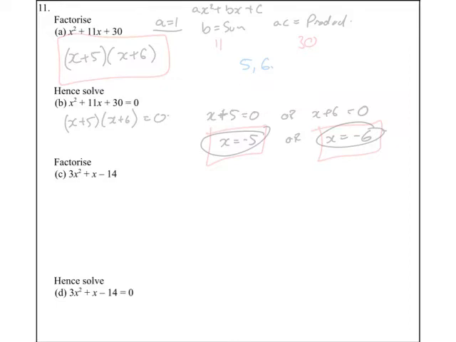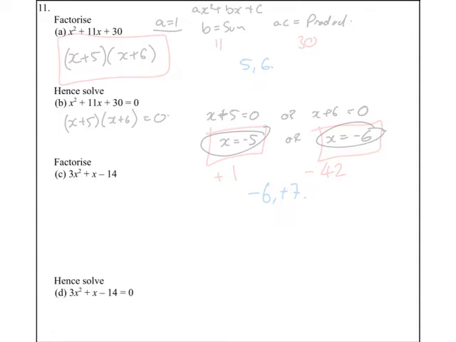For C, we have a slightly more difficult quadratic because A isn't equal to 1. So we have to multiply A and C together first. So our middle value, B, is 1. The sum number is 1. And AC, the product number, is minus 42. Now the two numbers that do that are going to be negative 6 and positive 7.